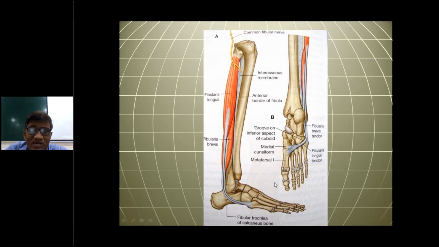It passes in a groove in the cuboid bone and continues across the foot to the medial cuneiform as well as the base of the first metatarsal. So peroneus longus has an interesting course, the vertical course as well as the transverse course. In any case, it is certainly a beautiful sling for the lateral longitudinal arch.